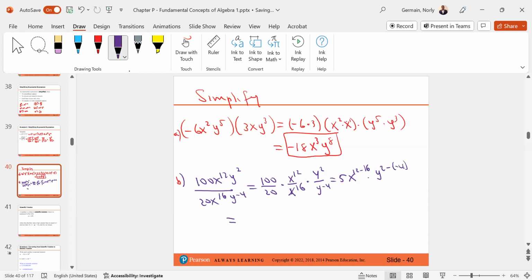It gives you 5x to the power negative 4 times y to the power 6. I skipped one step because I don't need to say 2 minus negative 4 gives 2 plus 4. I'm hoping you can see it, because when you simplify, you need to keep positive exponents. We're going to flip the x to the power negative 4 to the bottom. So we're going to have 5y to the power 6 over x to the power 4, and make all the exponents positive.